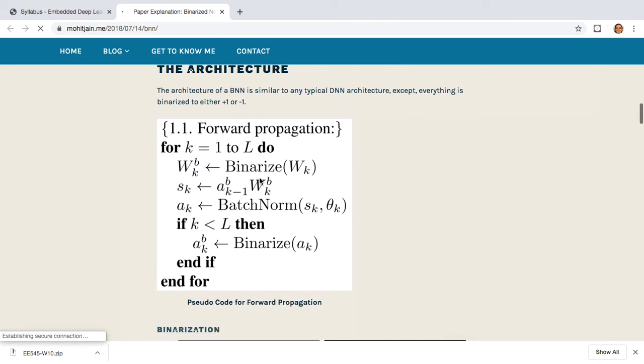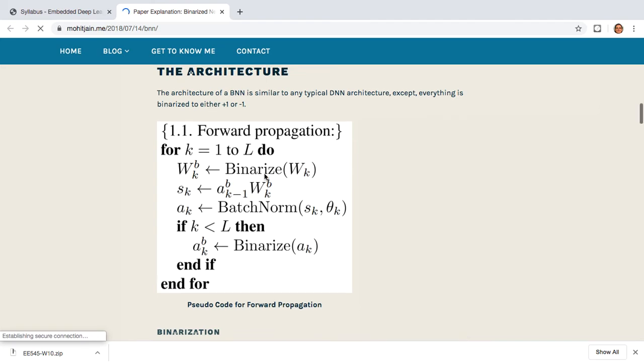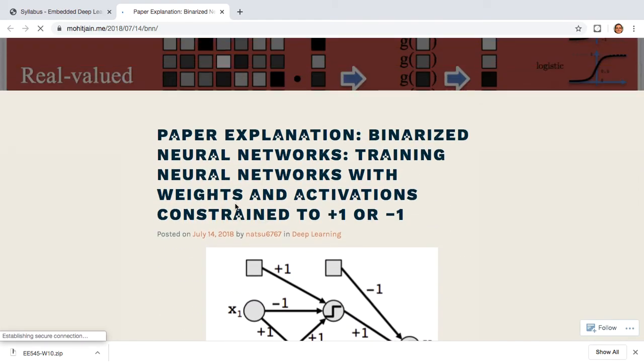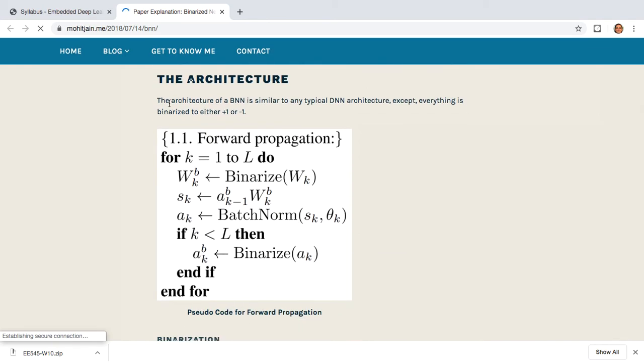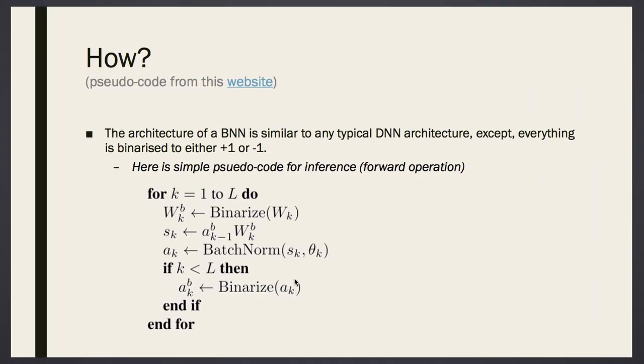And in this architecture, actually, this guy takes the pseudocode from the original paper, which we are going to see in the slides. So this is the architecture or the pseudocode of it. Let me get to the slides. So what is the pseudocode for the inference, for only the forward operation? How do we do it? Actually, what we do is, guys, imagine L is the number of layers. So K is the layer index.